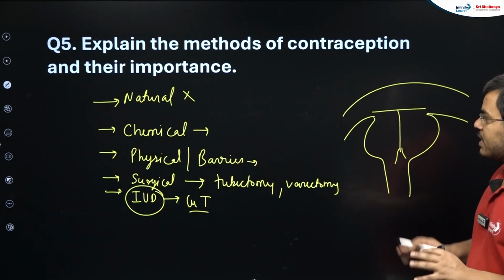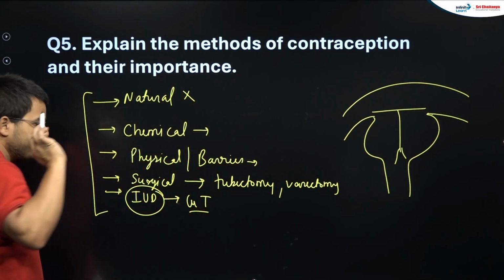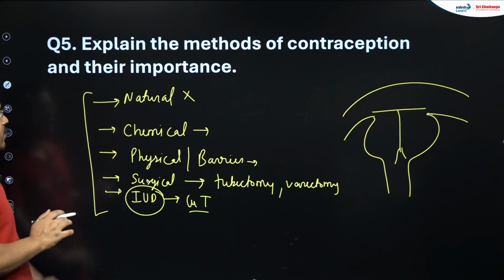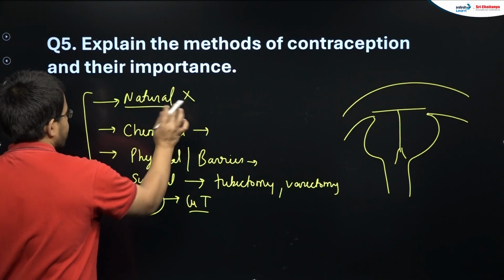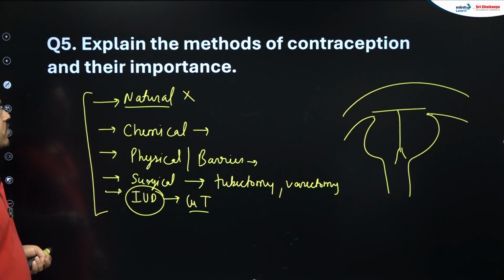So, students, these are the different contraceptive methods, and you should know all of them properly. The first one, natural methods, is not that important; you can just know that it exists. These 4 are important. They are there in the syllabus also.